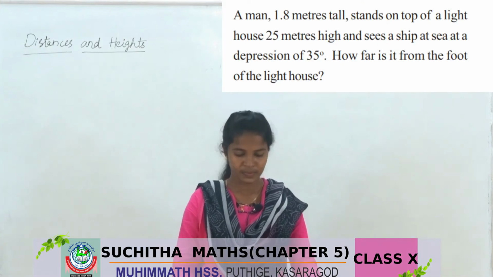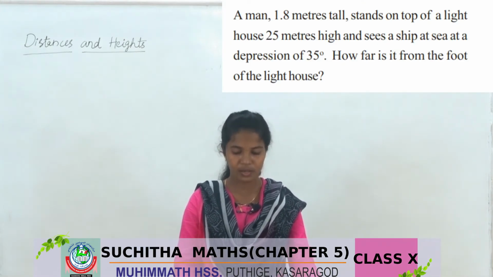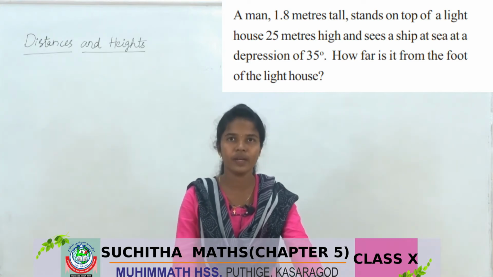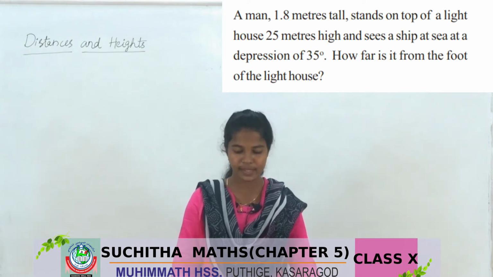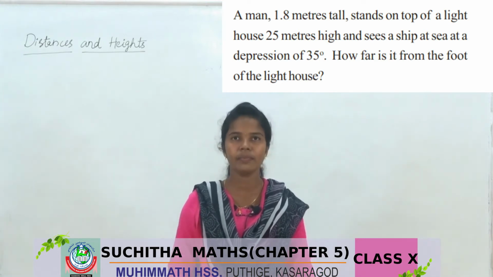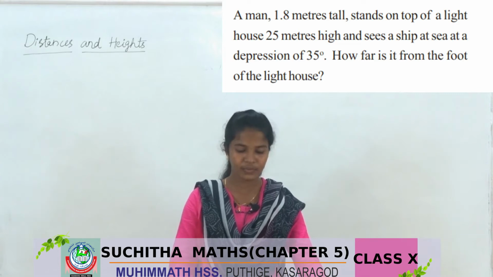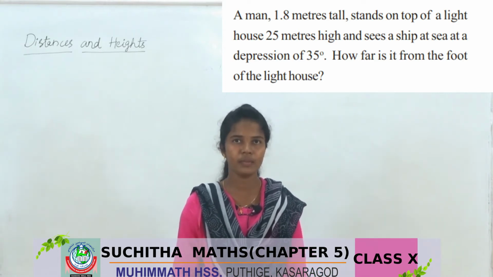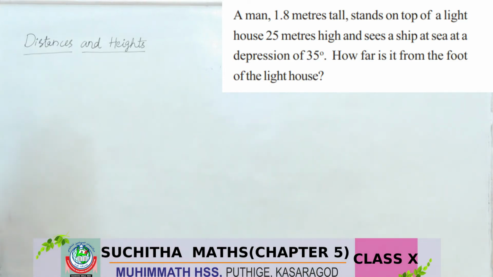Okay. Next question. A man 1.8 meter tall stands on top of a lighthouse 25 meter high and sees a ship at sea at an angle of depression 35 degree. How far is it from the foot of the lighthouse? So first draw a rough figure using this question. A man 1.8 meter tall stands on the top of the lighthouse.